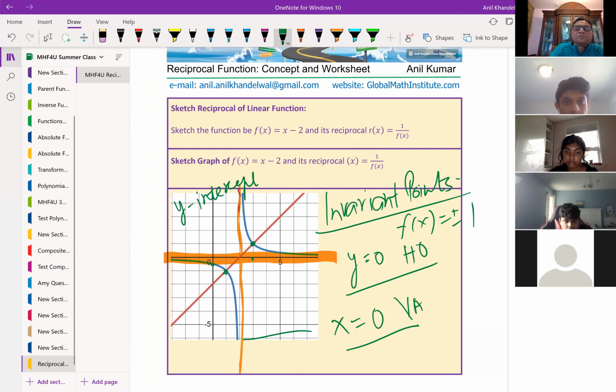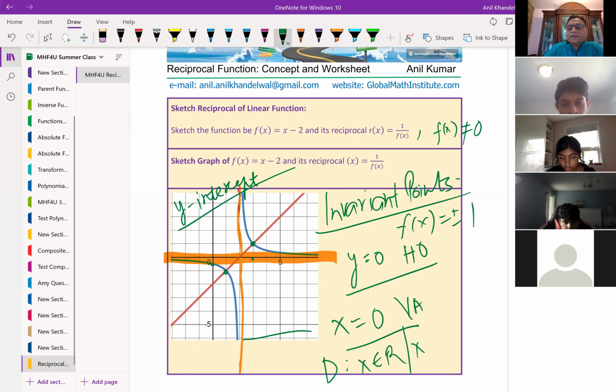Sir, realistically, if they give us a function, let's say f of x equals root of x minus 2, we follow the same steps to find the reciprocal, right? Yes. Same steps. And domain. Now, domain of the reciprocal function, we know that f of x is not equal to 0, correct? That gives you the domain. So we'll write domain is x belongs to real numbers, where x is not equal to 2 in this particular case, since the function was x minus 2. Is this clear to you?